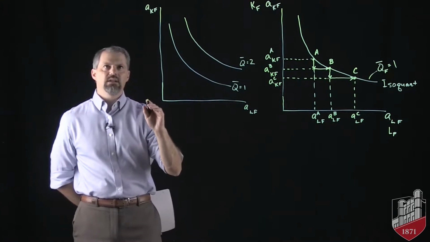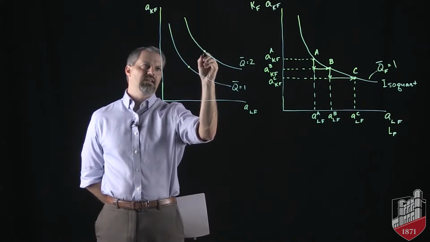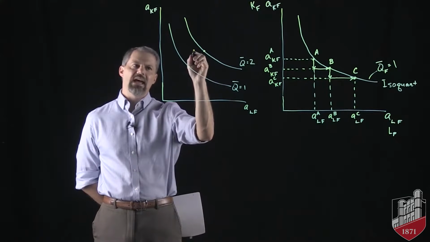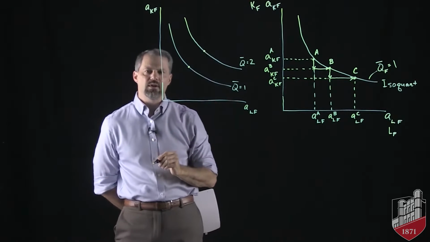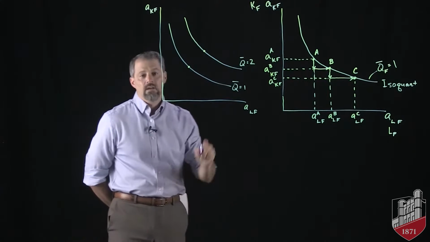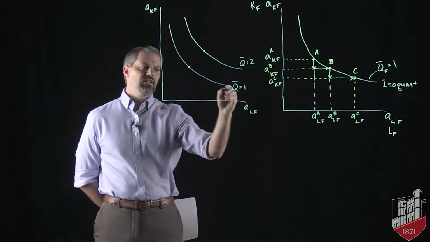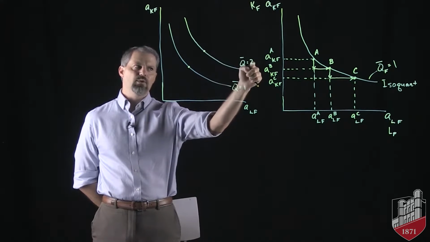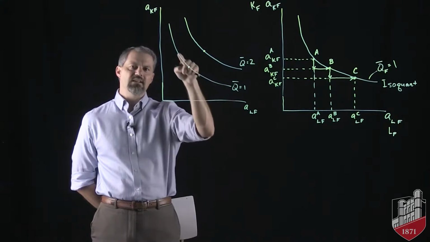That should be easy to understand if you compare a couple of points on here. If you compare this point to, say, that point, then clearly this point has more of both capital and labor than this point does. So we're going to be able to produce a higher amount of output at that point than we would at this one. But keep in mind, that's going to be true for all of these points on this isoquant. This combination of labor and capital will allow us to produce a higher amount of output, 2 units of output, than any combination of labor and capital on this isoquant. Okay?